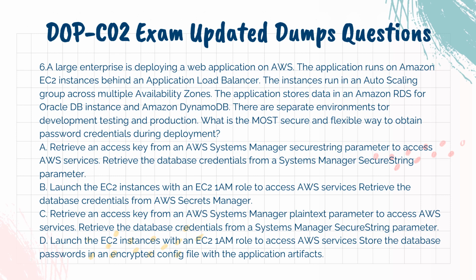C. Retrieve an access key from an AWS Systems Manager plaintext parameter to access AWS services. Retrieve the database credentials from a Systems Manager secure string parameter. D. Launch the EC2 instances with an EC2 IAM role to access AWS services. Store the database passwords in an encrypted config file with the application artifacts.